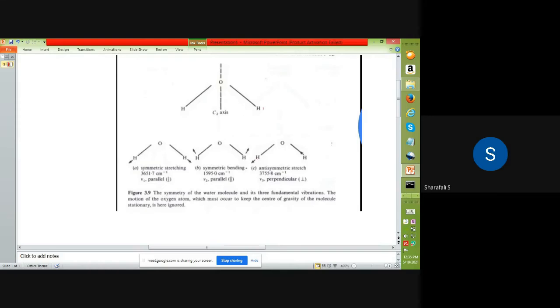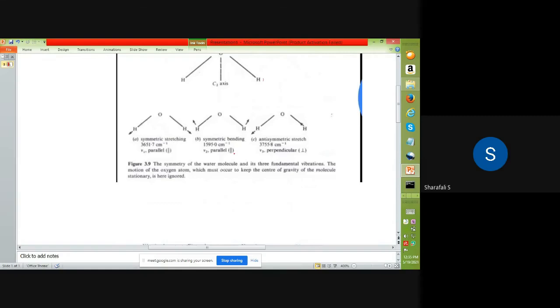Okay, now if we consider the modes of vibration, then we have three different modes of vibration. We already discussed the three fundamental modes of vibration. Here we have oxygen, and this hydrogen can go in this direction, so the hydrogens go in this direction. And this particular vibration is called symmetric stretching.